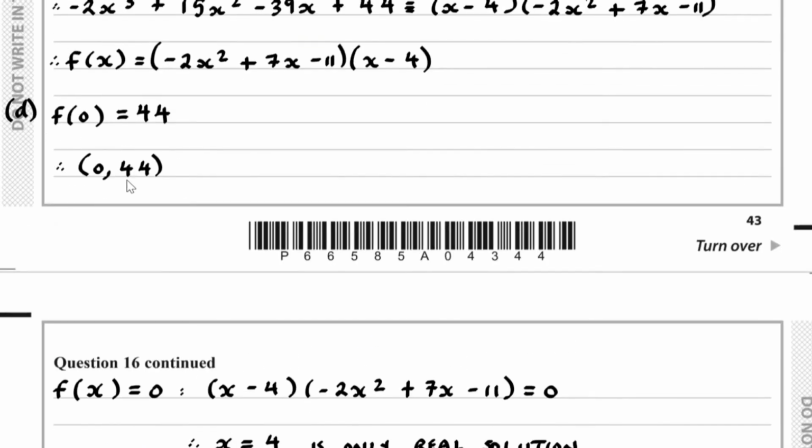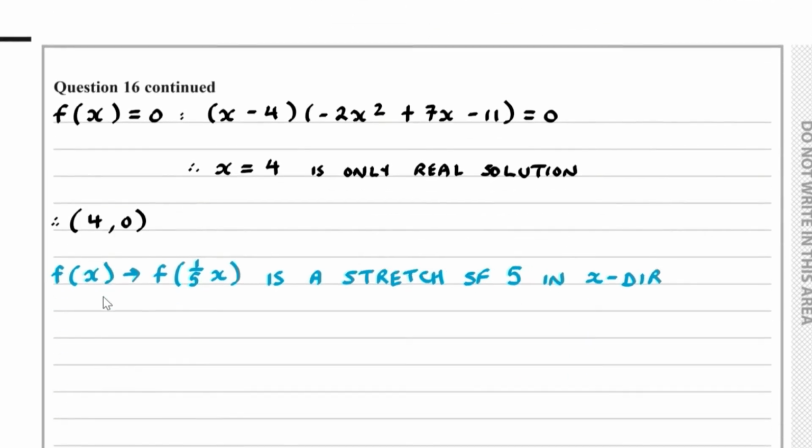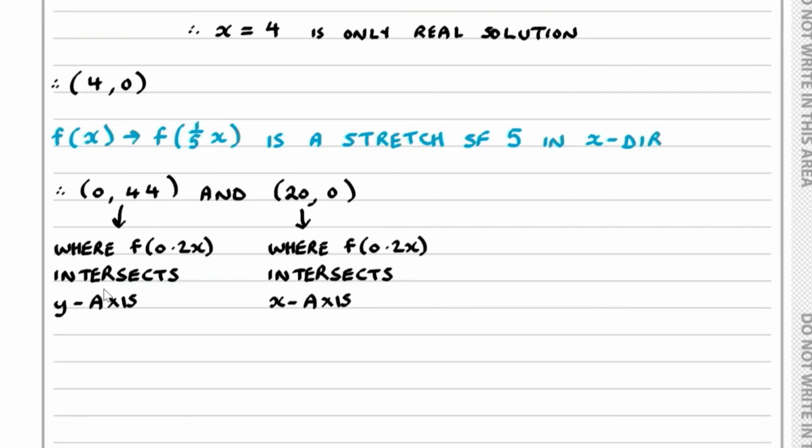So we multiply each of these x coordinates 0 and 4 by 5, and therefore we have 0, 44, of course. 0 times 5 is 0. And we have 4 times by 5, which is 20. Nothing's happening in the y direction. So the 0, 44 is where f of 0.2x intersects the y-axis, and the 20, 0 is where f of 0.2x intersects the x-axis.